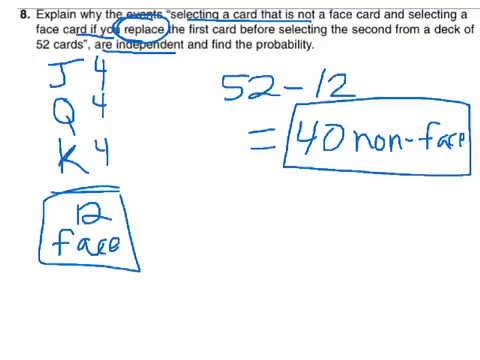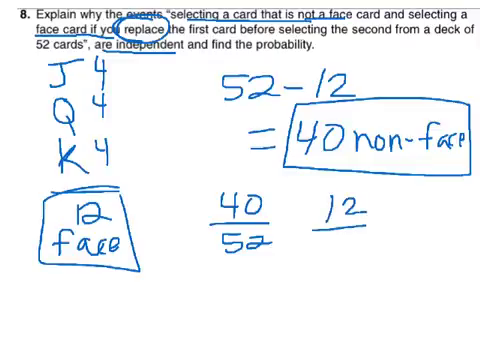Okay? So it says, what's the probability of first selecting a non-face card? Well, that's going to be 40 out of 52, because there's 40 non-face cards out of the 52. And then the probability that the second one is a face card, that's 12 out of 52. And if we want the probability that they'll both happen, which is what it's asking, we just multiply.